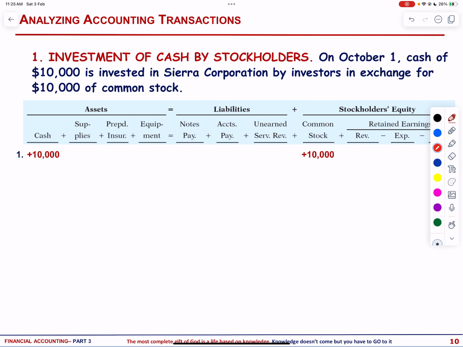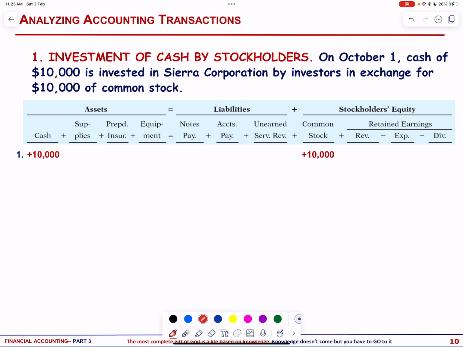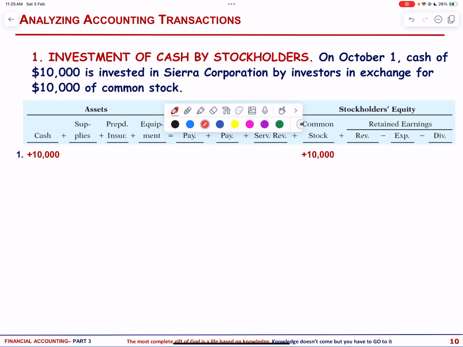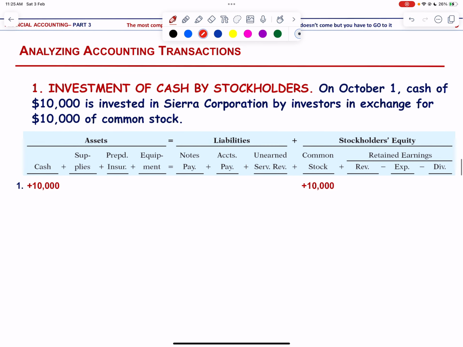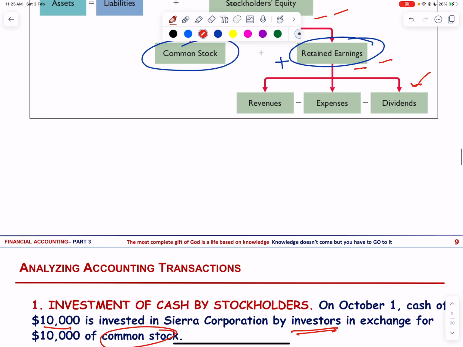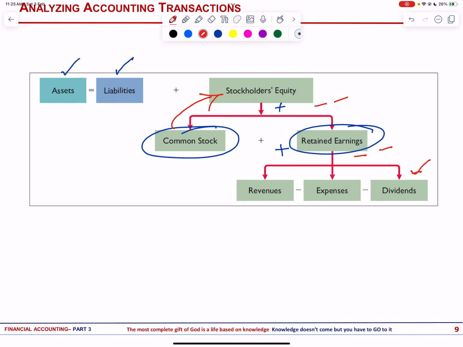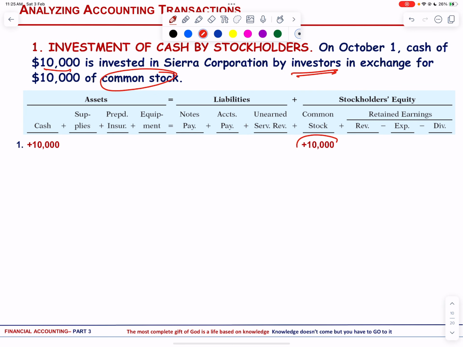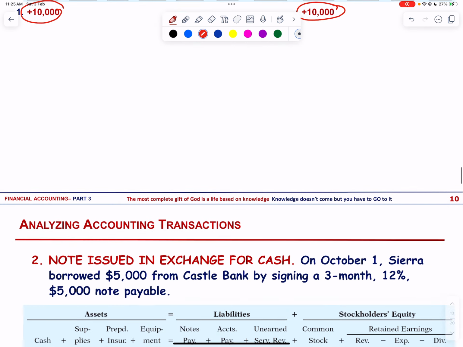Like investment of cash by stockholders. Now on October 1, cash of 10,000 is invested in Sierra Corporation by investors in exchange for 10,000 of common stock. Now common stock, we have already seen, is under the stockholders equity, and that is increasing. The company is receiving cash, which is an asset, and that is also increasing.